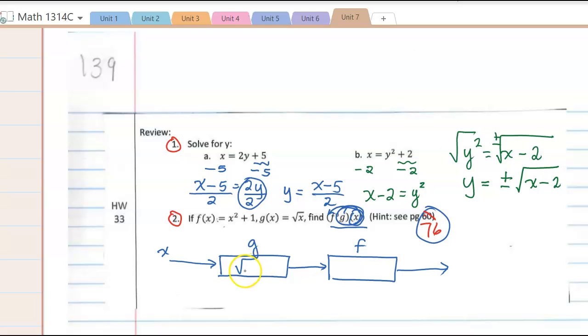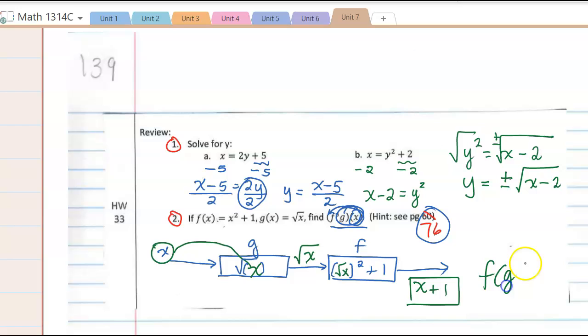Our g box is the square root of x, so I'm going to put parentheses where I say the x. The f is x squared plus 1. So now we're ready to input our x. We're going to put our x inside here, and I end up with just the square root of x. That's what came out. I'm going to put the square root of x into here, and then when I square it, remember the square root and the square will cancel each other out, and I'll just have an x, and then I still have the plus 1. So this will be our answer for f of g of x.